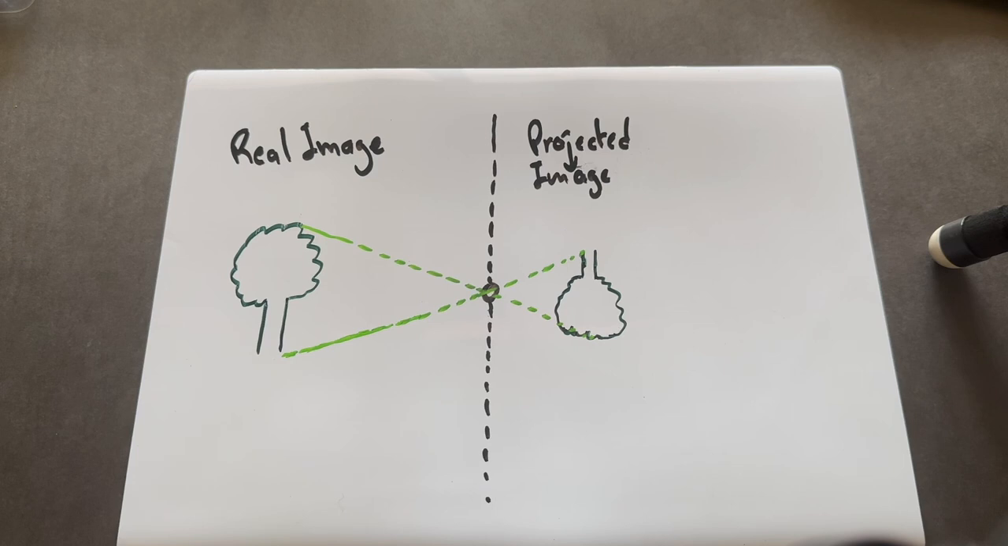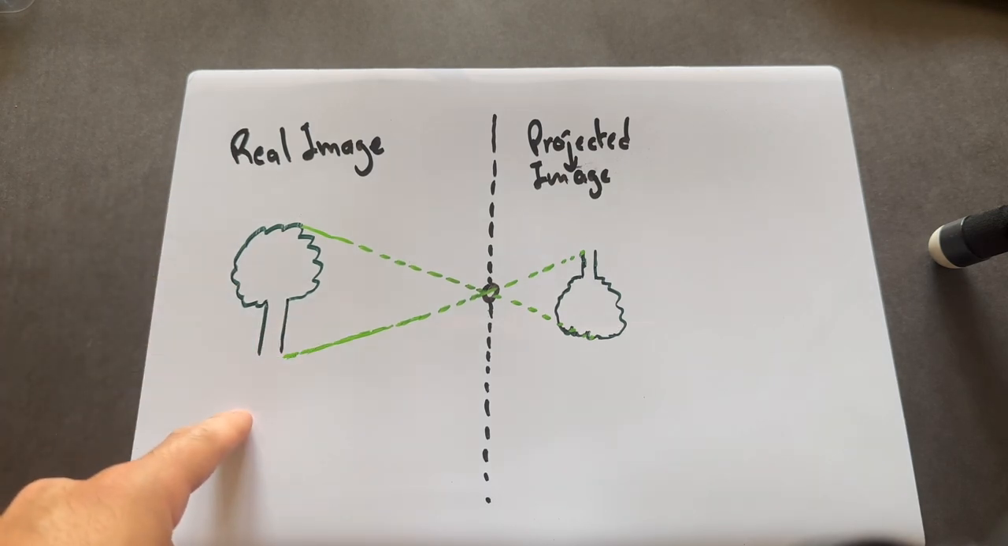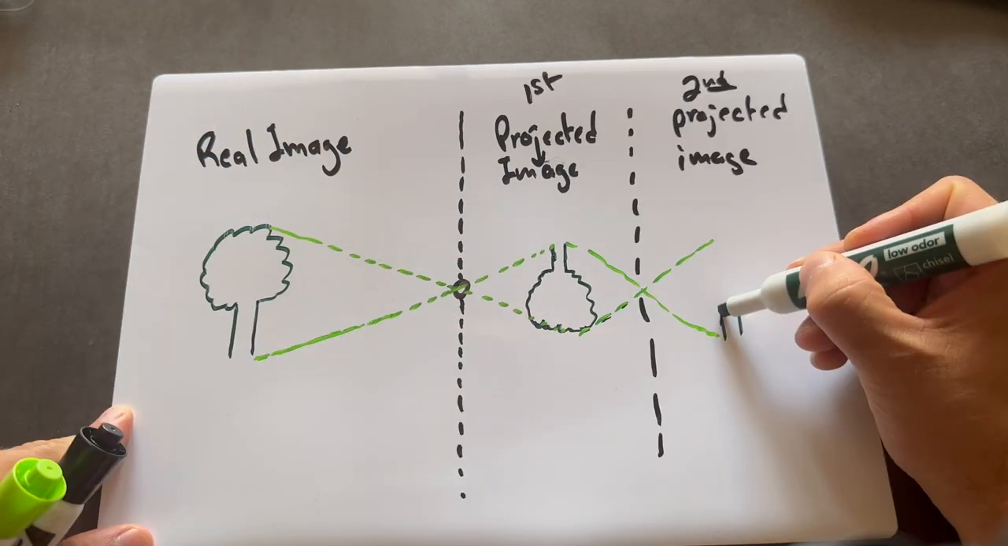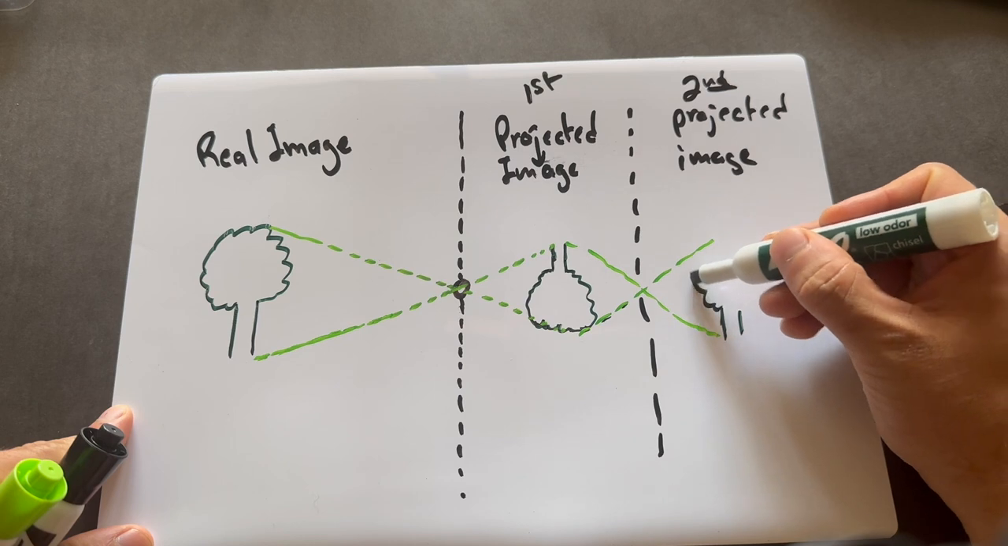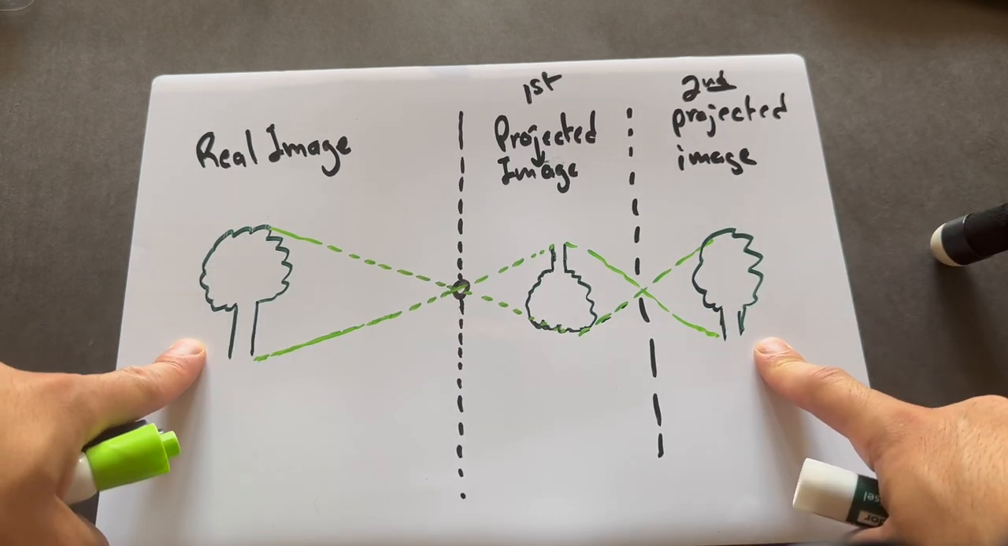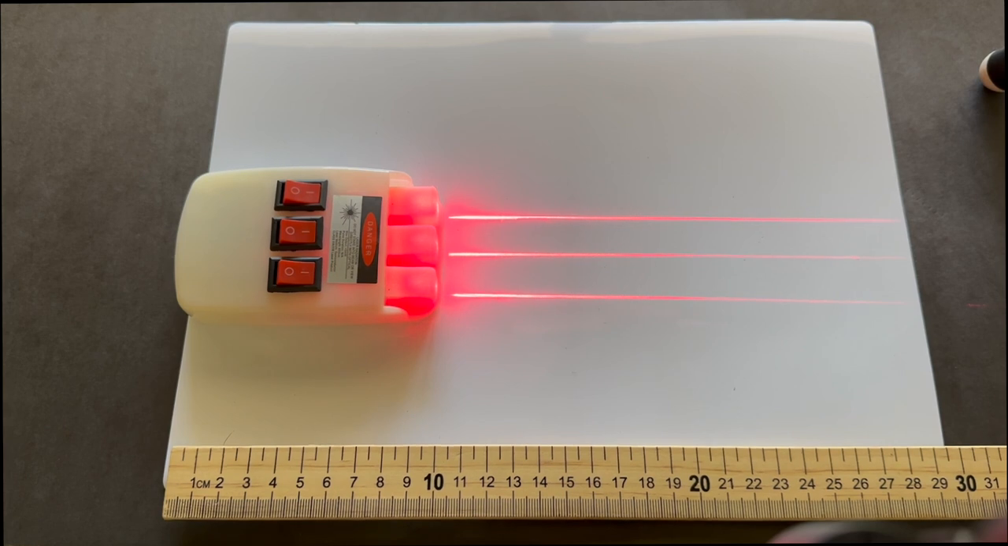All right, now that we've tackled refraction and the refractive index, we're ready to revisit our initial problem, which is how do we take this projected image that's been inverted and flip it again so that it is the same orientation as the real image from the outside. Lucky for us, we have tools that are designed to do just that, and these tools are called lenses.